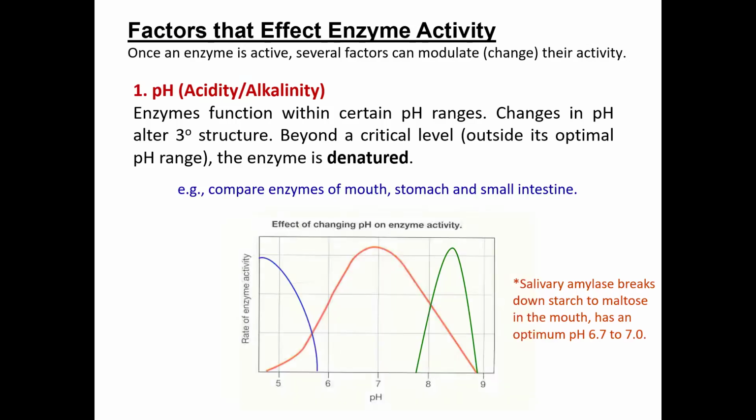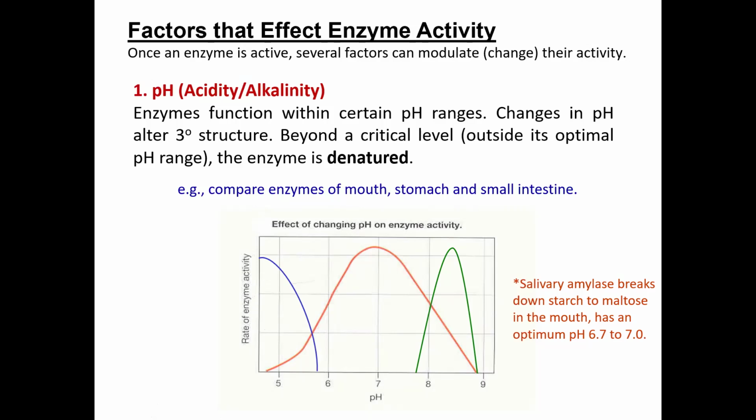For example, we compare enzymes present in the mouth, the small intestine, and the stomach. There is an effect of changing pH on enzyme activity, so with changes in pH you should expect the rate of the enzyme activity to also change. We have salivary amylase, which is found in the mouth saliva. It breaks down starch to maltose in the mouth, and it has an optimal pH between 6.7 to 7.